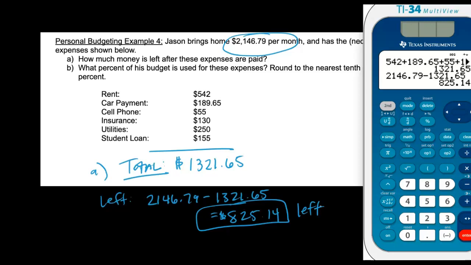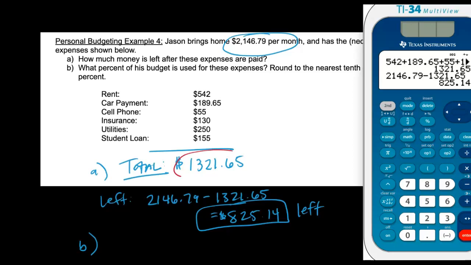And then we want to know what percent of his budget is used for these expenses. Really great question. It's nice to know, other than just a total, the percentage, how much that's taking up of the monthly budget. And so to find the percentage, all we have to do is divide. So we have to take the expense, so the $825.14, and actually, sorry, I take that back. That's actually a mistake. That's not the expense. That's how much we had left.